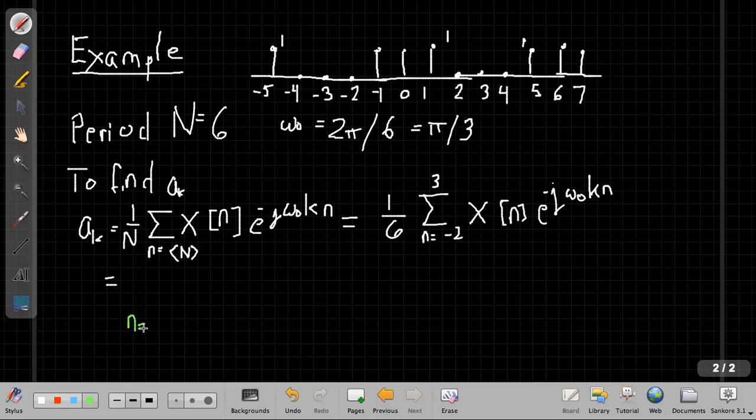So I have n equals -2. The term is a 0. I have a 0 here. And then if I go to the next term, I want the n equals -1 term.